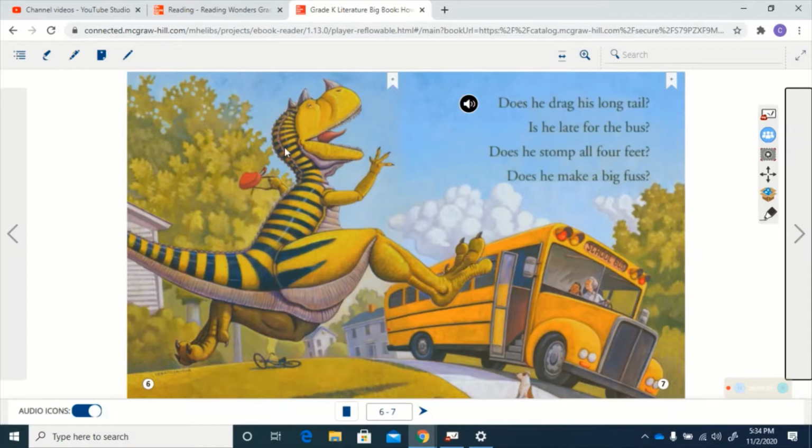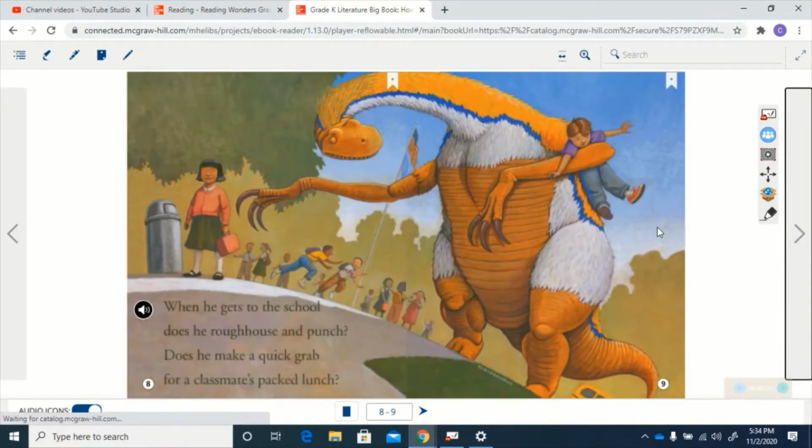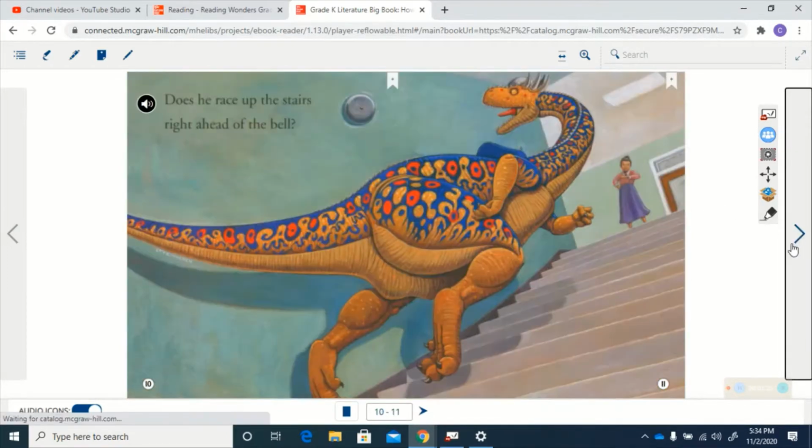Look at this one. What's he doing here? He's running. Running is an action word. When we run, we're moving, we're doing something. What's he doing here? He's carrying. Carry is an action word. It's something we do.